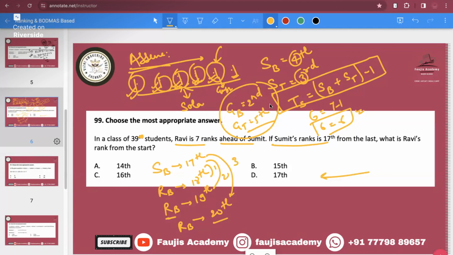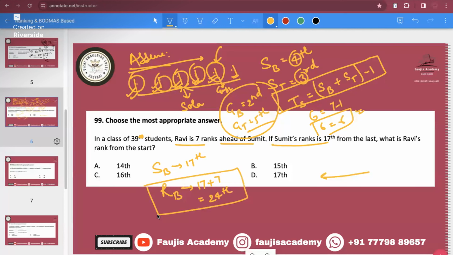Right? So basically, when we say Ravi is 7 ranks ahead of Sumit, Ravi's rank from bottom is how much? 17 plus 7, which is equal to 24th. Right? Is it clear to you guys? We know Ravi's rank from bottom. From bottom he is 24th. We don't know what it is from the top. That's what we need to find. From the top we don't know how much.